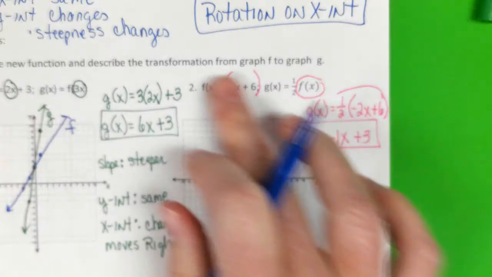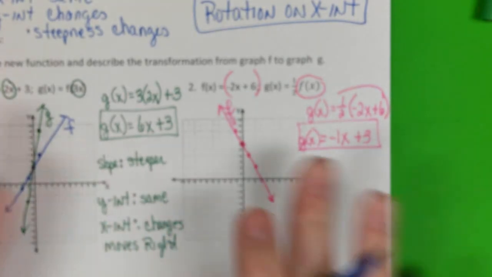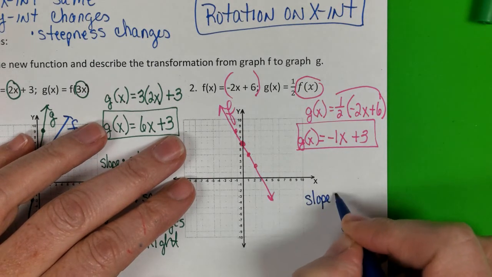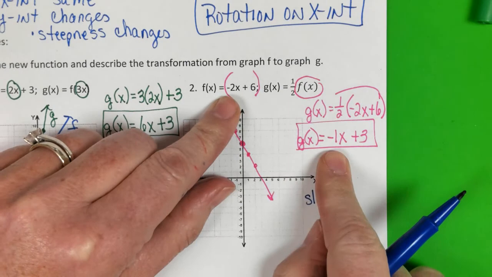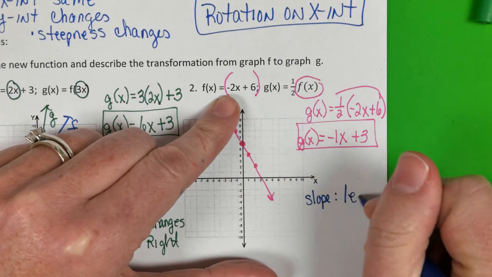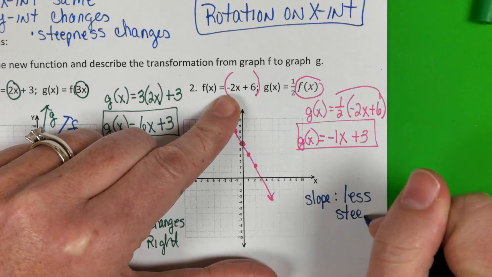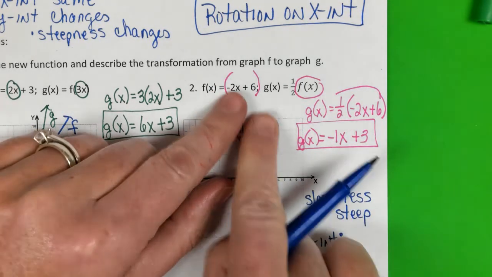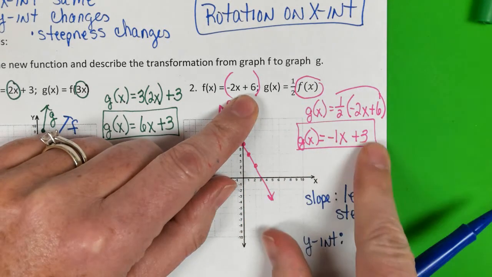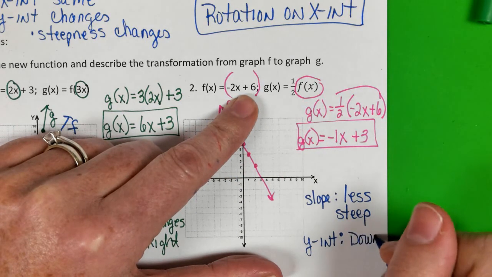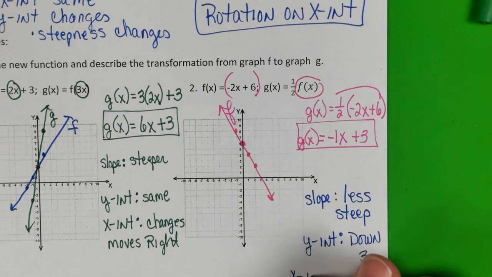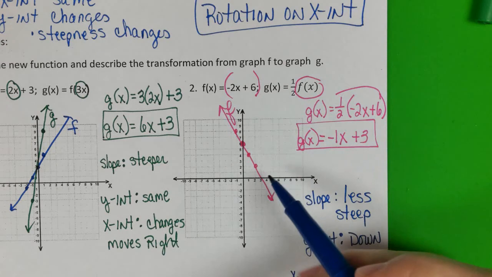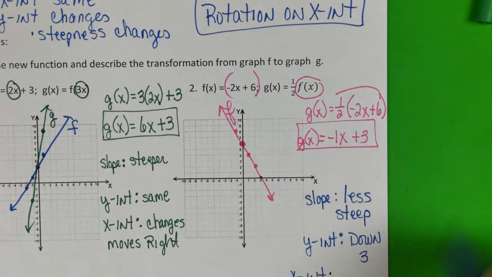Okay, so let's make some predictions without graphing it, and then I'll graph that in just a second. So our slope went from -2 to -1. So our slope is less steep. Okay. Our y-intercept went from 6 to 3, so it went down 3. And then our x-intercept, what do you think is going to happen? If this is a rotation on the x-intercept, that means it's going to stay the same.